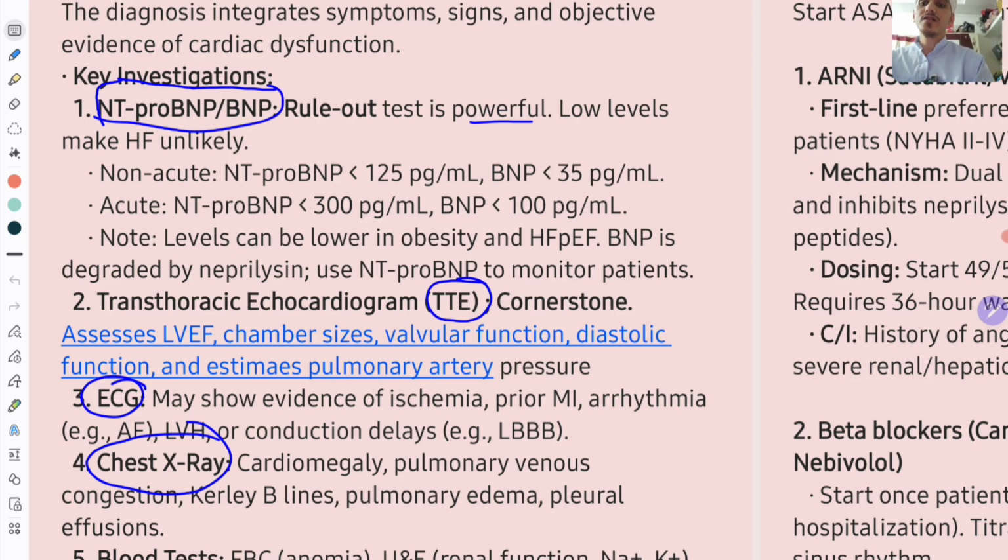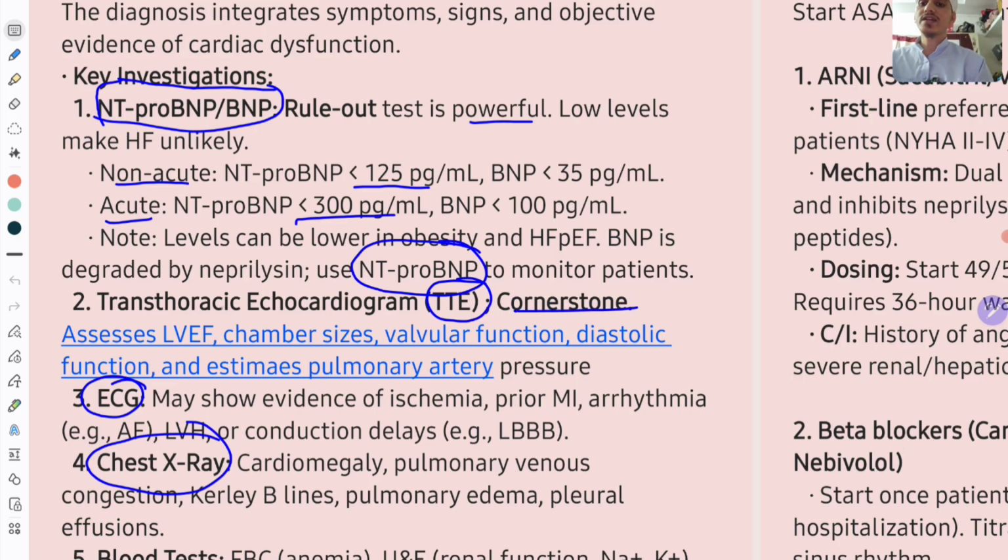In non-acute heart failure, if NT-proBNP is less than 125 picograms per ml, then heart failure is ruled out. In acute heart failure, if it is less than 300 picograms, then heart failure is ruled out, suggesting non-cardiogenic edema. Levels can be lower in obesity and preserved ejection fraction. BNP is degraded by neprilysin, which is why we should use NT-proBNP to monitor patients. And echocardiography is the cornerstone.